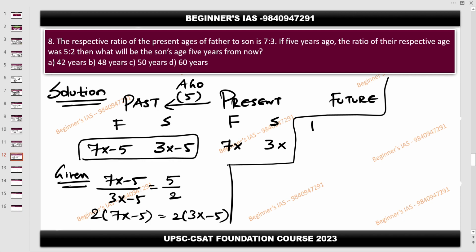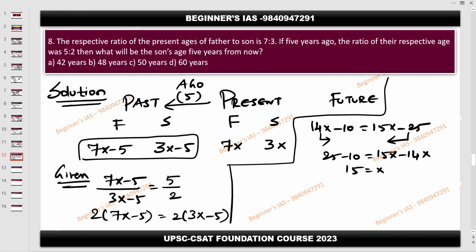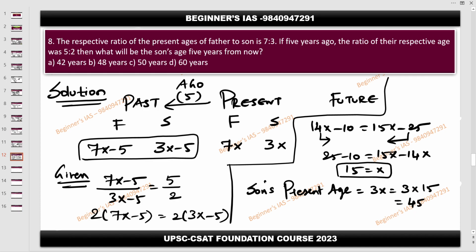Now 14x minus 10 is equal to 15x minus 25. Bring this towards that. Simple: 25 minus 10, therefore 15x minus 14x. So 25 minus 10 is 15, and 15 is equal to x. After finding x, we calculate with respect to the son's age. So the son's age is equal to 3x, 3 into 15, which is equal to 45 years.